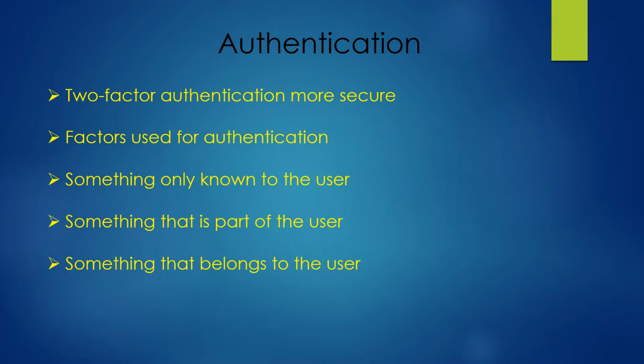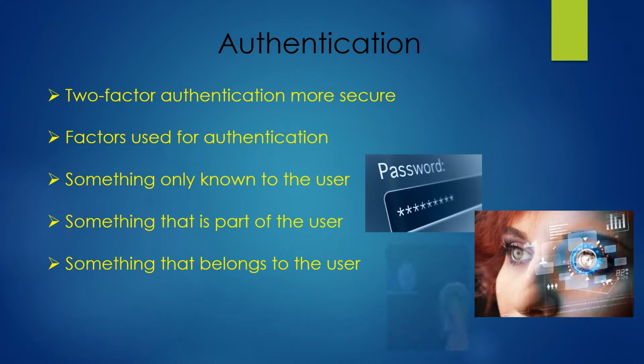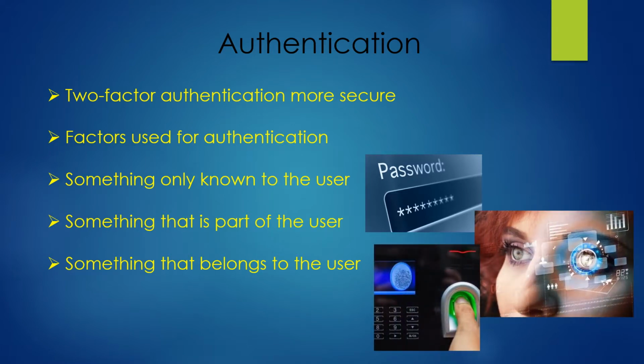There are three factors that can be used for authentication: something only known to the user, such as a password or a PIN; something that is part of the user, such as a fingerprint, retina scan, or another biometric measurement; and the third, something that belongs to the user, such as a card or a key.